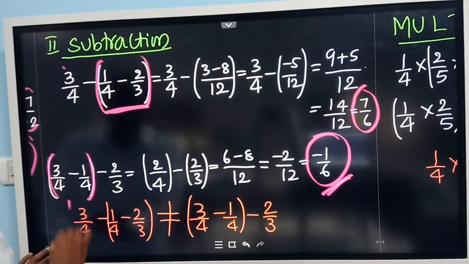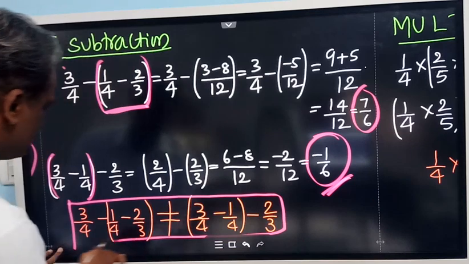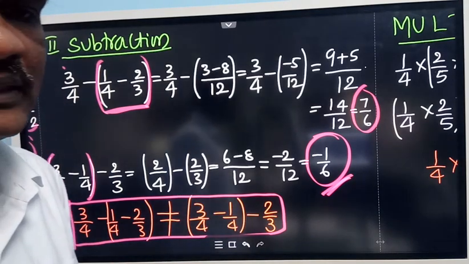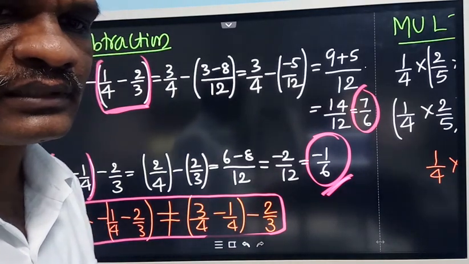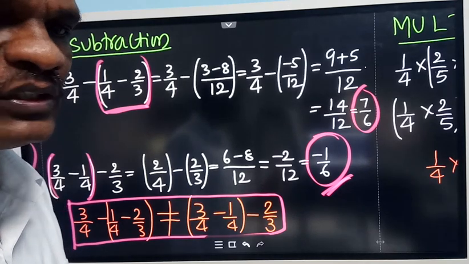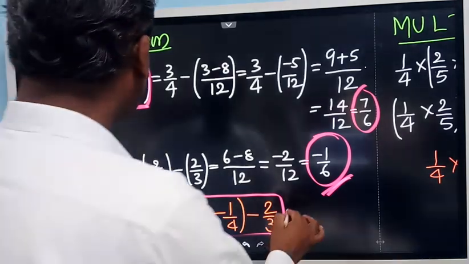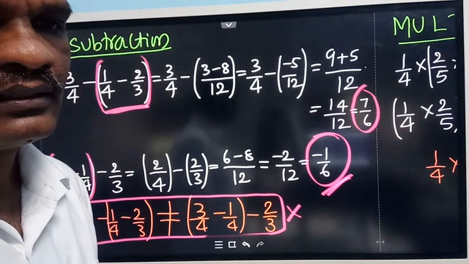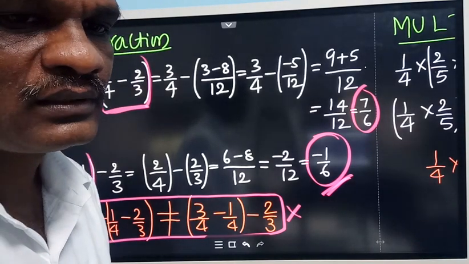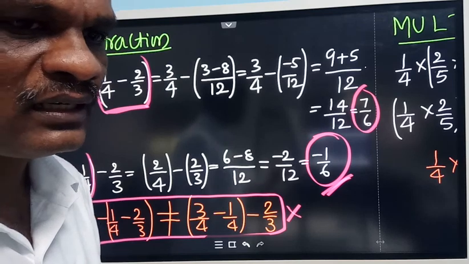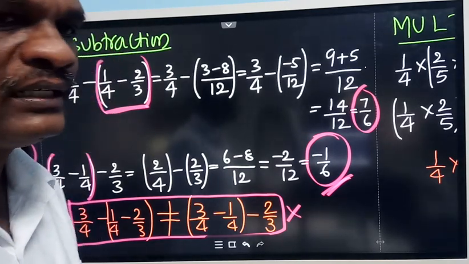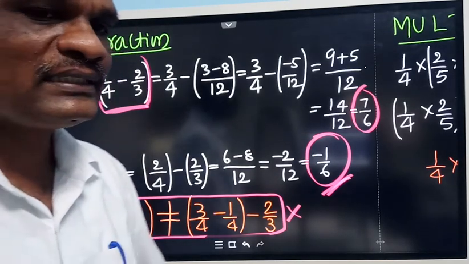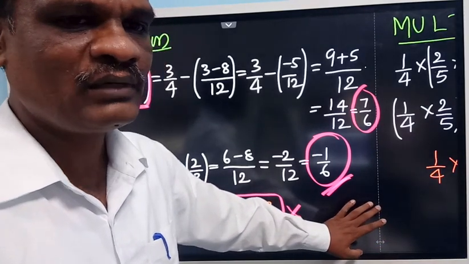So therefore, subtraction is not possible. You cannot group the rational numbers in any way and subtract them. It is not possible. You will not get the same answer. So therefore, you can write the conclusion. Rational numbers are not associative under subtraction. Again, rational numbers are not associative under subtraction. Can you guess, is it possible under multiplication?